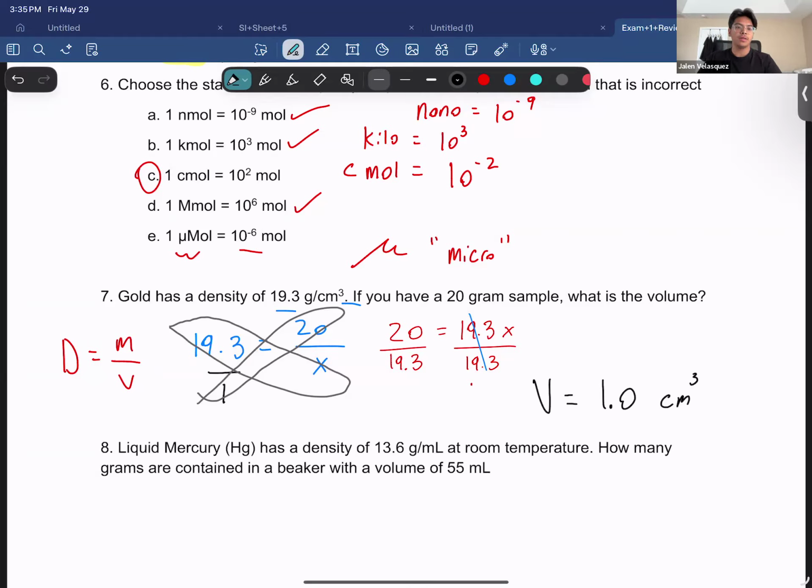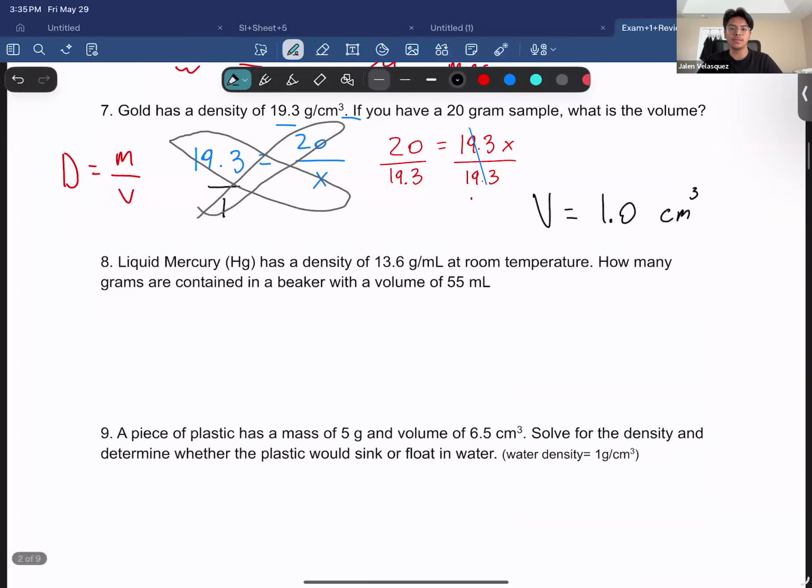Okay, so let's do another one. Number 8 says liquid mercury has a density of 13.6 grams per milliliter at room temperature. How many grams are contained in a beaker that has a volume of 55 milliliters? I'll give you a moment to look through this one and start it, and then we'll go over it.